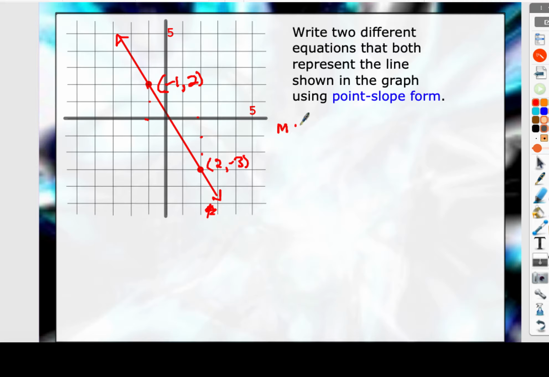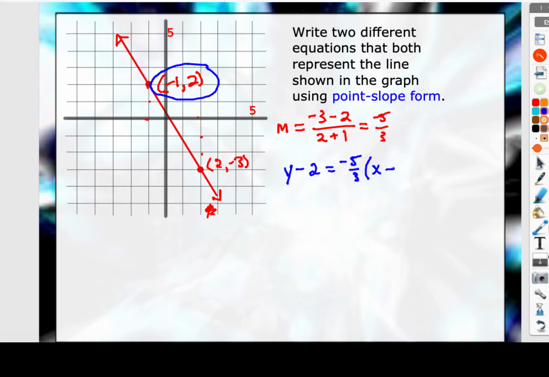Using those points, we can find a slope: -3 minus 2 over 2 minus the -1, or 2 plus 1. So this would be -5 over 3 for the slope. Now comes the easy part. Again, if we use this point up here, we can simply say y minus the y value is equal to the slope times x minus -1, minus the x value. So x minus -1 becomes x plus 1.